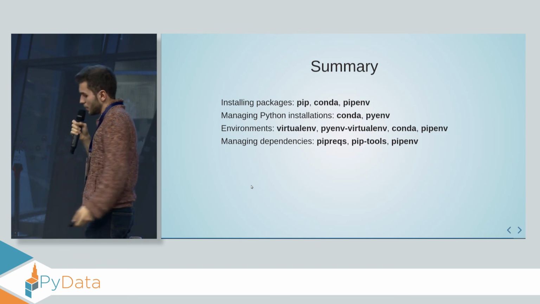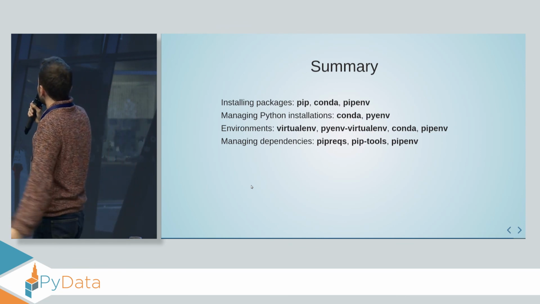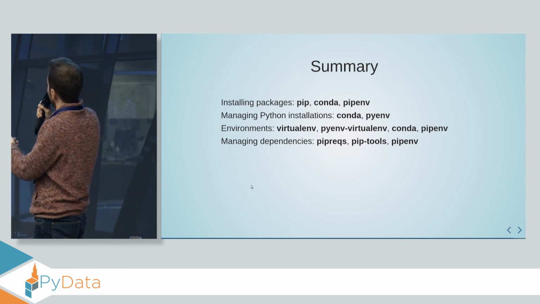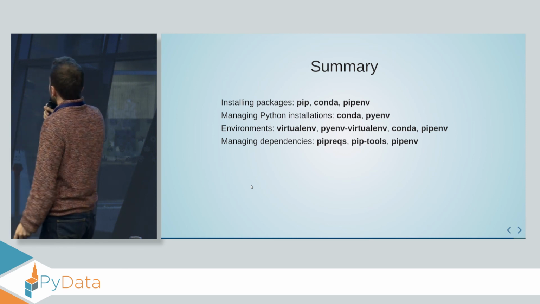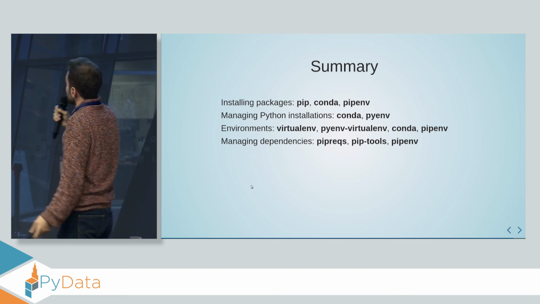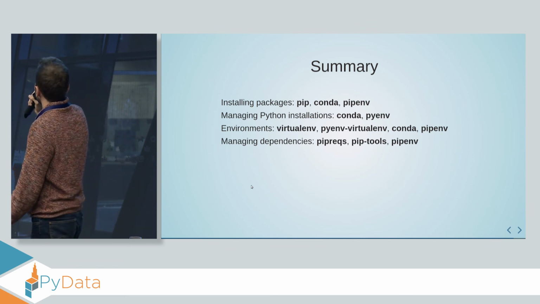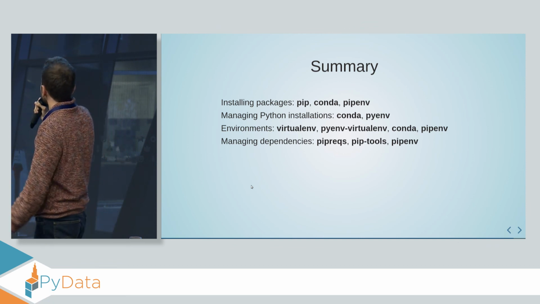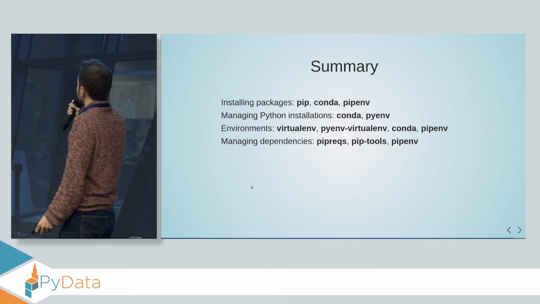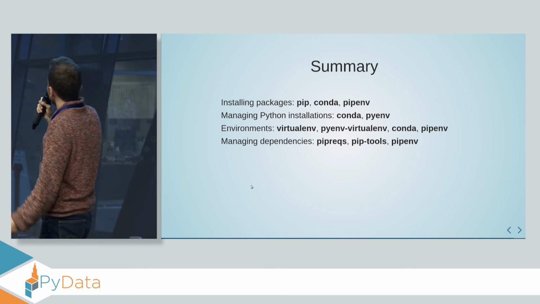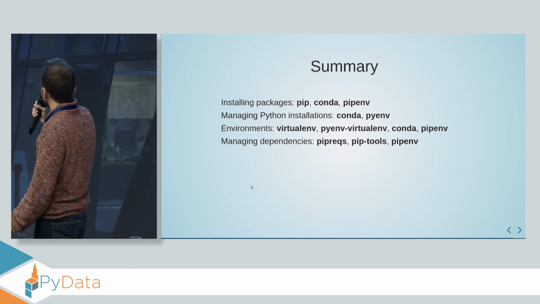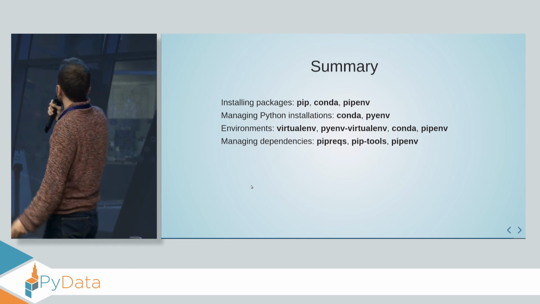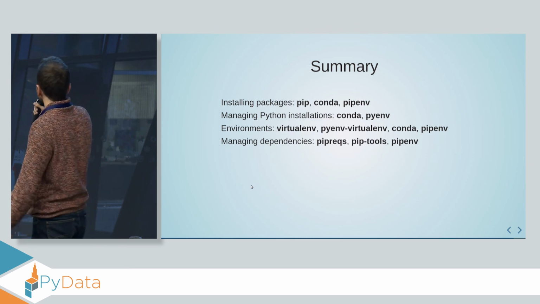So the summary. For installing packages, you have pip, conda, and pipenv. Pipenv uses pip underneath. For managing Python installation, you have two options, conda and pyenv, or you can manage them yourself. For environments, we have virtualenv, pipenv, and conda. And for managing dependencies, pip-tools and pipenv are the most common ones.